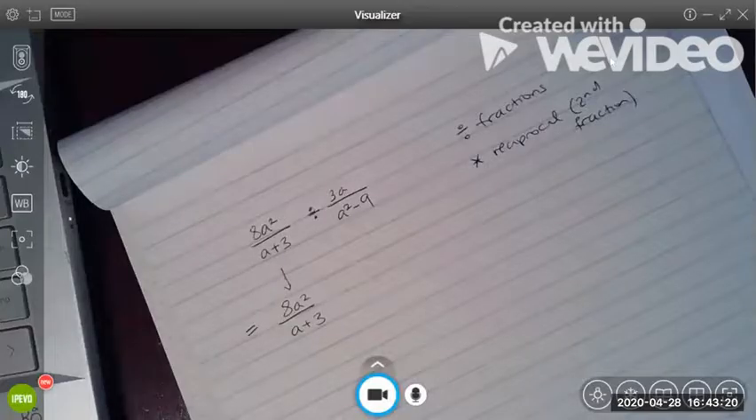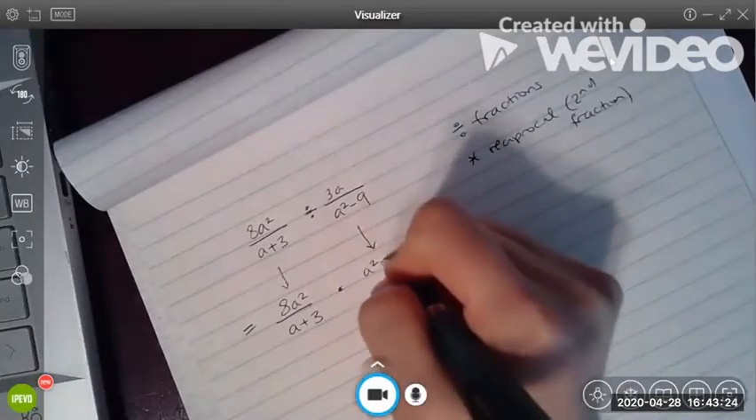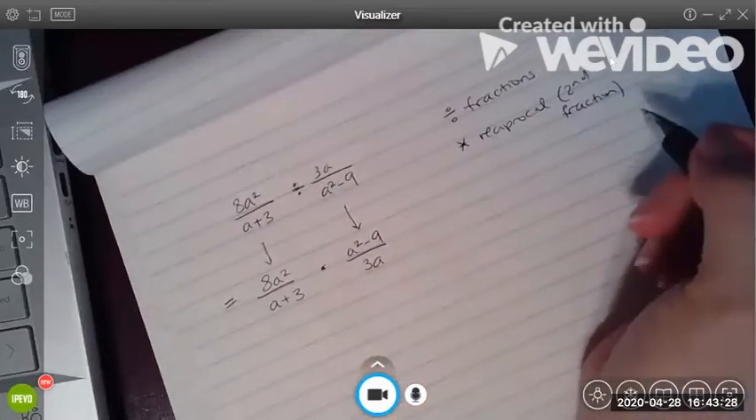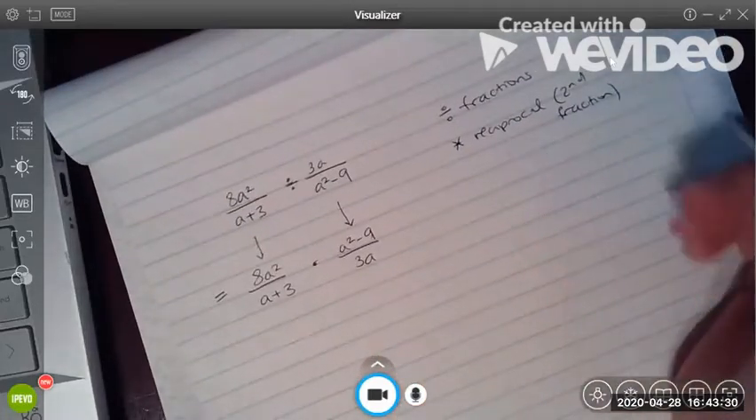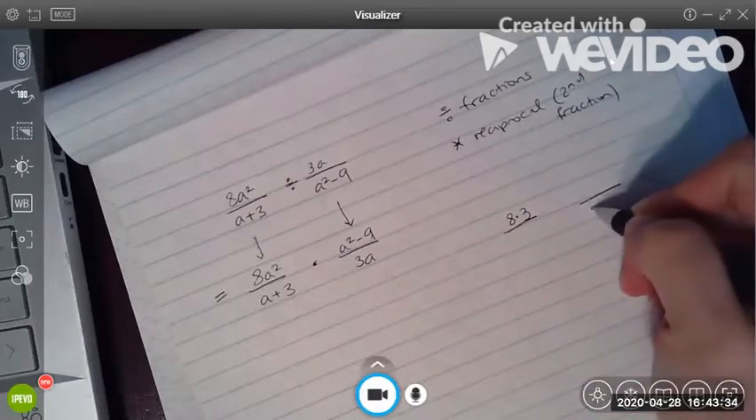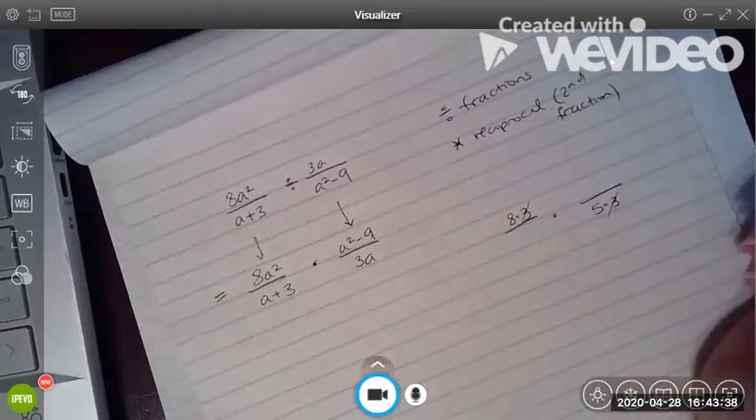One stays the same, and the second one flips. So it's times a squared minus 9 over 3a. Now, the cool thing about fractions is that we can reduce them. So if I had like 8 times 3 on top of one fraction and 5 times 3 on the bottom of the other, I could reduce the times 3.